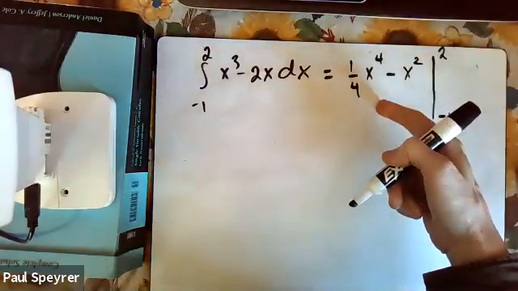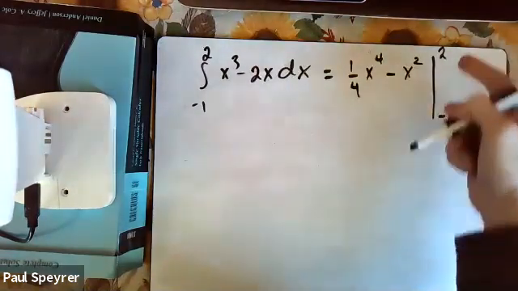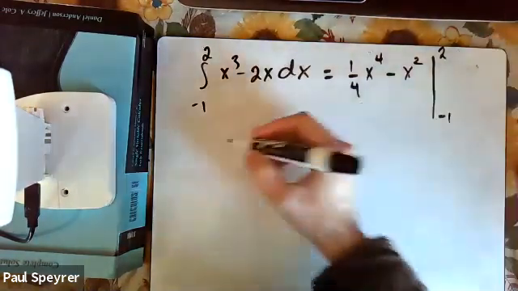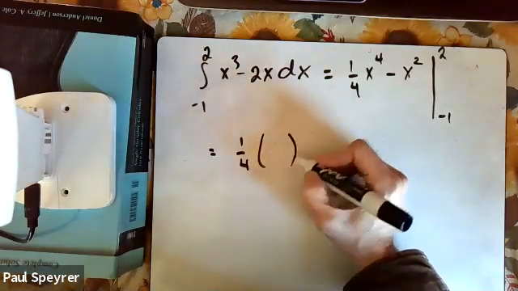But we're not finished. We're evaluating. What does that mean? We have to evaluate this with these two numbers right here. So remember, it's the upper limit minus the bottom limit. How do you do that? Well, you're just going to dump in that number.